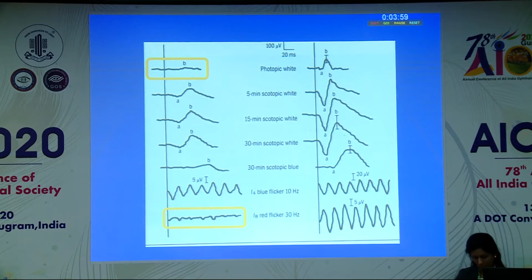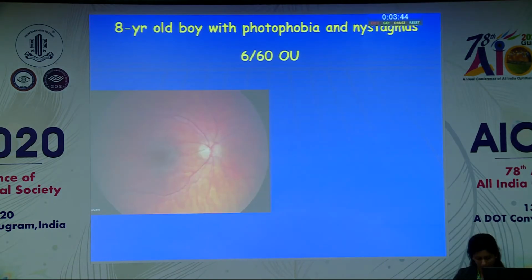Then you look at the rod function, and it was recordable, but it was decreased as compared to normal. So based on that, you could say that this is cone rod dystrophy because the cones are more affected than the rods.